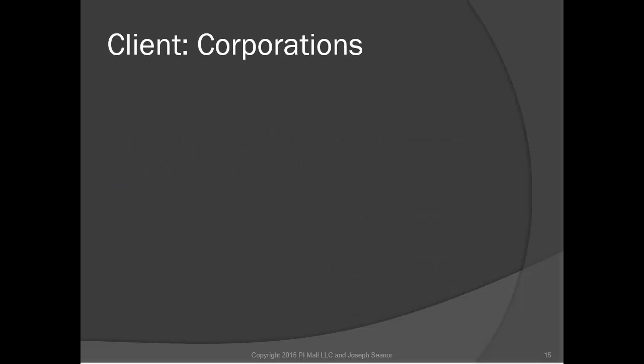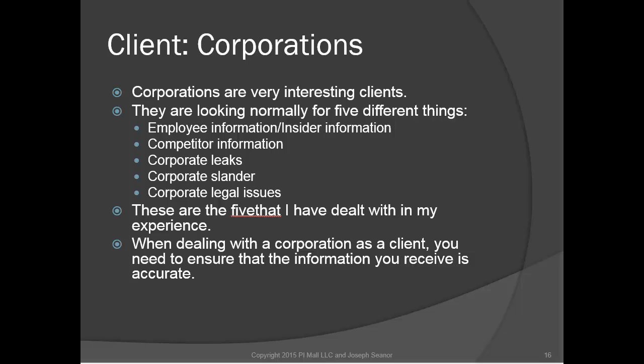So our third type of client, corporations. Well, let me just say, corporations are really interesting clients. Now, they're normally looking for 5 different types of things. Either they're looking for employee information or insider information that has been released. They're looking for competitor information. They're looking for corporate leaks that are being posted to a blog. Maybe they're looking at some corporate slander issues that are out on a blog. Or they're looking for other legal issues that may come up on somebody's blog. Now, these are the 5 that I've dealt with in my experience.